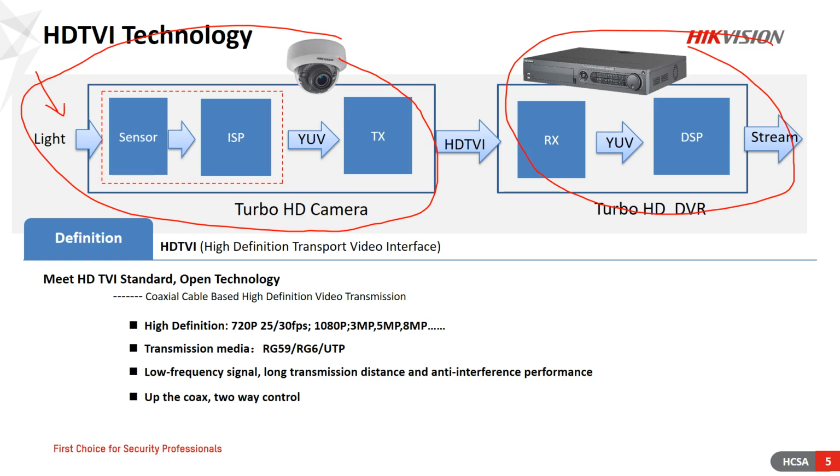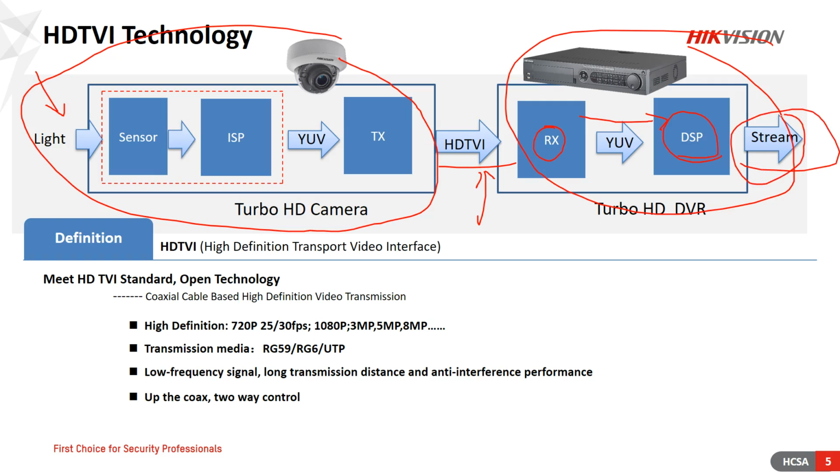So the signal can go to the TX, which is the transfer chip. The transfer chip is going to change the signal into a low frequency signal, which is also the analog signal. We call it HDTVI. Then this signal can be transmitted on the coaxial cable, and then the signal goes into the DVR, where it is received by the RX chip, which is the receiver. And then the signal goes into the DSP, the digital signal processor, which means the signal will be processed again, and then the DVR is going to output the stream.